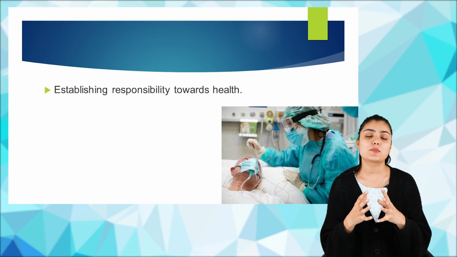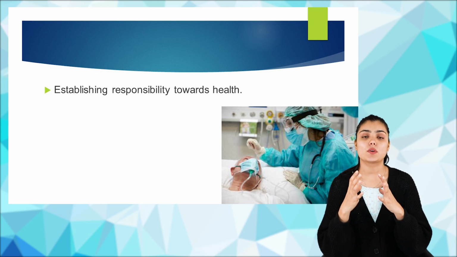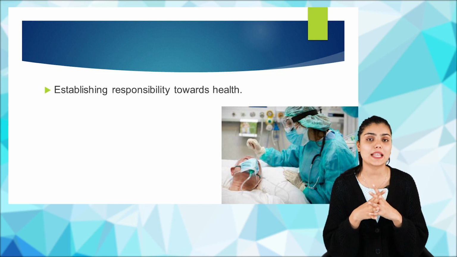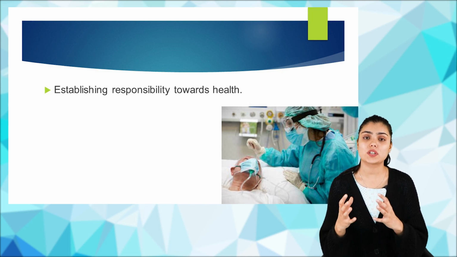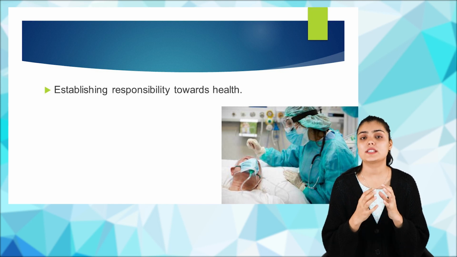The next way through which community health can be achieved is by establishing responsibility towards health. As I said, to achieve proper community health, it is not only in the hands of nurses or healthcare professionals. It is the collaborative effort of the people in the community and the healthcare professionals. Therefore, people should develop responsibility towards their own health. It is the role of healthcare professionals to make sure that people understand that they are responsible for their health. So establishing responsibility for their own health is also one of the ways through which community health can be achieved.